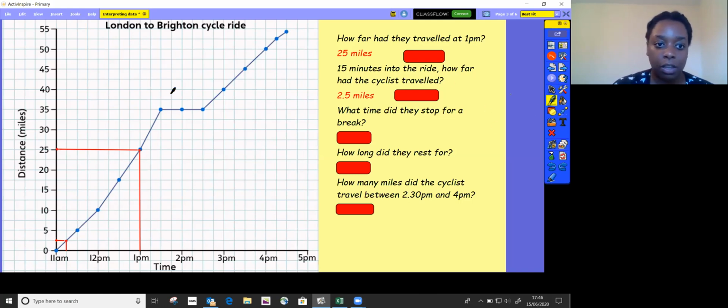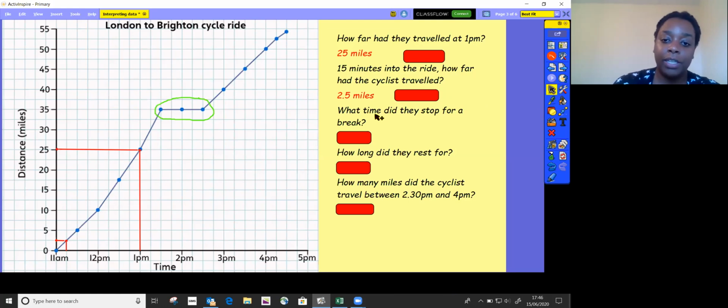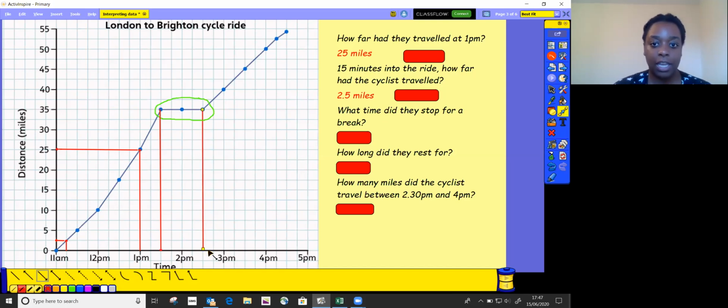Let's draw a circle around it so you can see clearly. Right here, they're not moving. So if the question is asking me what time did they stop, if I go from the start of their break straight down, that gets me to halfway between 1 and 2 p.m. So that must be 1:30. And it lasts until halfway between 2 and 3, which is 2:30.